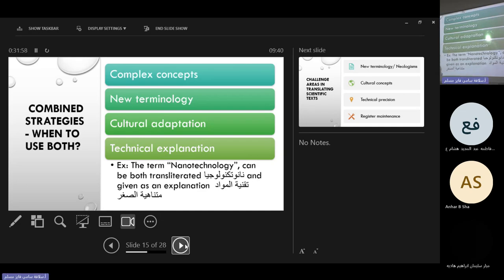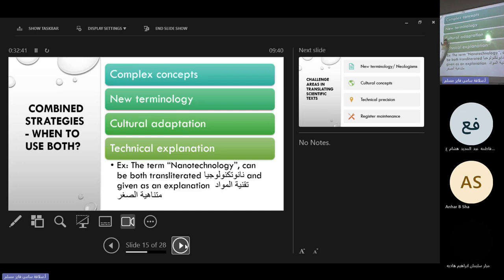But when do we use these strategies together? هذيك كانت, which one do we choose? Okay? This one is, when do we choose these together? When we have complex concepts, we can switch between both strategies, okay, wherever allowed. When we have new terminologies, first we can start with the semantic translation of transliteration, for example, and then we can go and find an actual Arabic word that could be an equivalent to this new term.